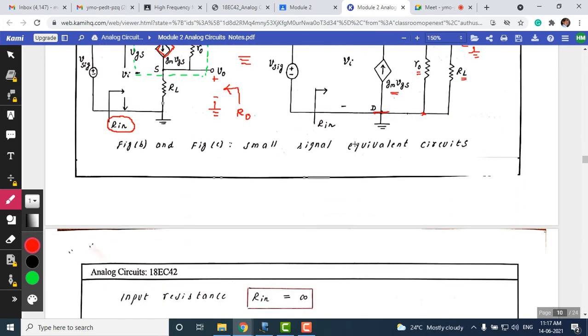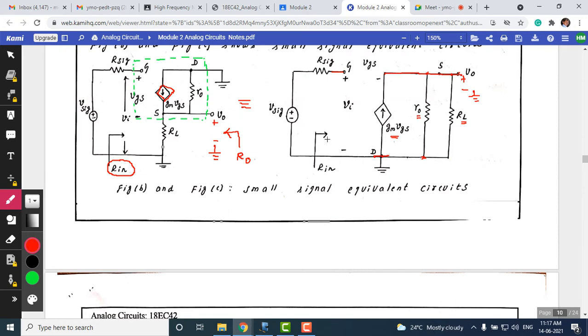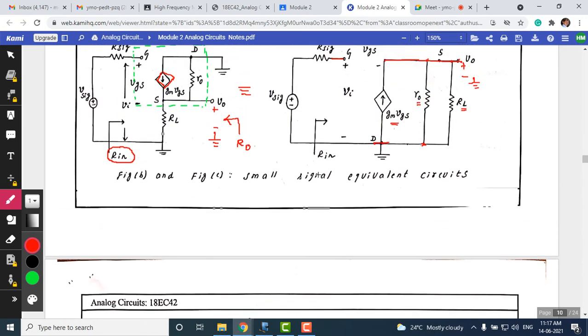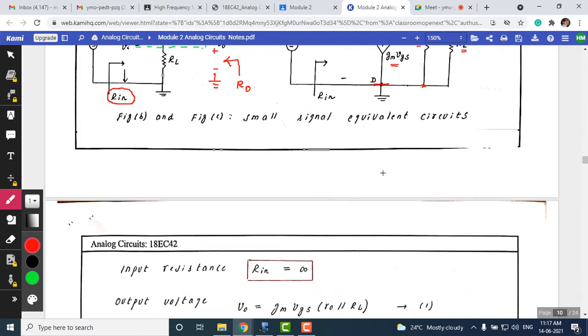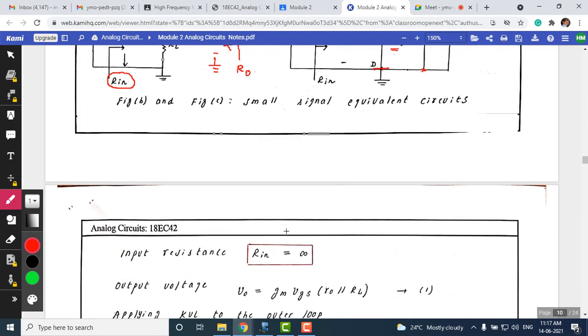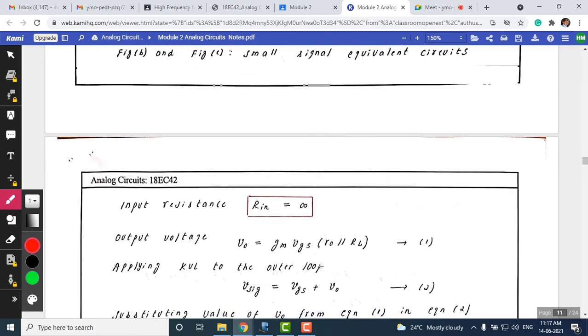Now let us move to the various amplifier parameters. First is input resistance. Looking at the MOSFET amplifier input, which is gate and drain, since it is an open circuit between the gate and drain, the input resistance is infinity. So you need to know the input resistance of the source follower or common drain amplifier is infinity.